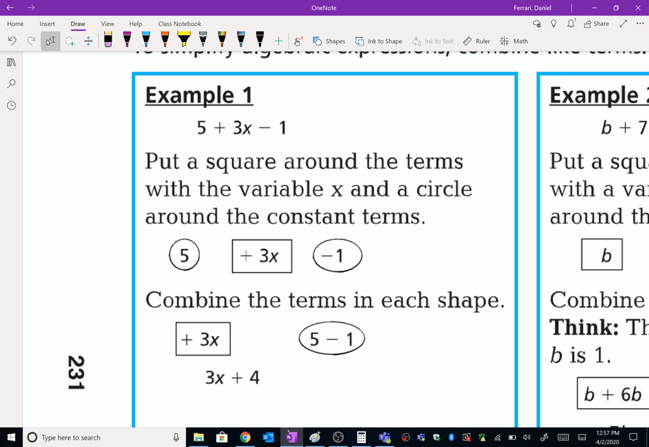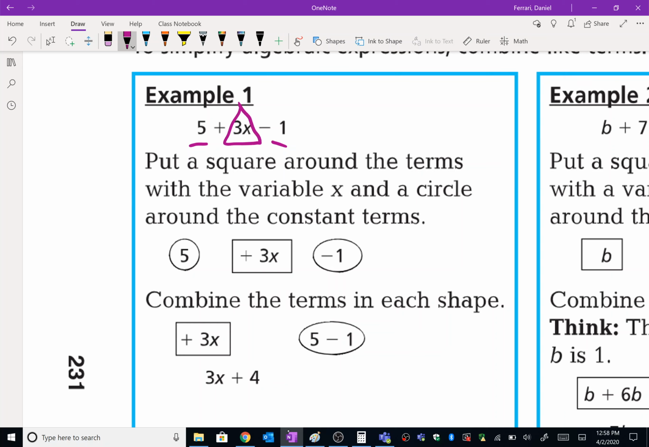So for example, in this first example, I only see one of my 3 terms. Remember, the terms are separated by addition and subtraction. I only see one of the terms. Okay, I'm going to circle it. Let's do a triangle. And that is my 3x. So I've got 3x as my only x term.